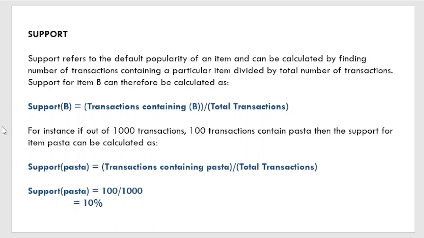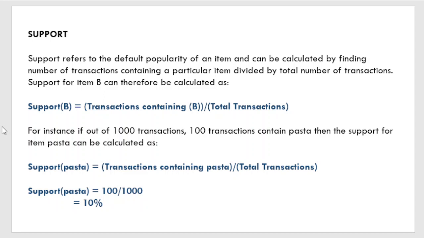So support refers to the default popularity of an item and can be calculated by finding the number of transactions containing a particular item divided by the total number of transactions. Support for item B can therefore be calculated mathematically as support B is equal to transactions containing B over total transactions. For instance, if out of 1,000 transactions, 100 transactions contain pasta, then the support for pasta is 100 over 1,000, which is 10%.